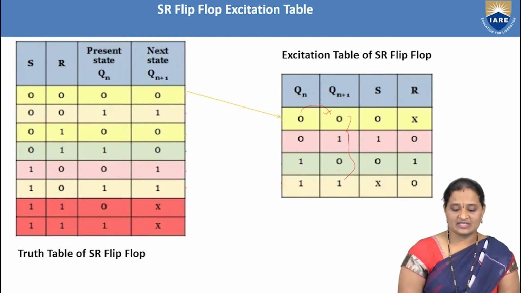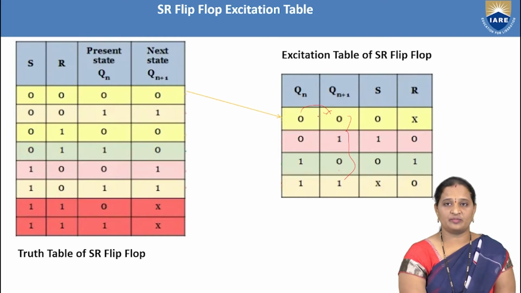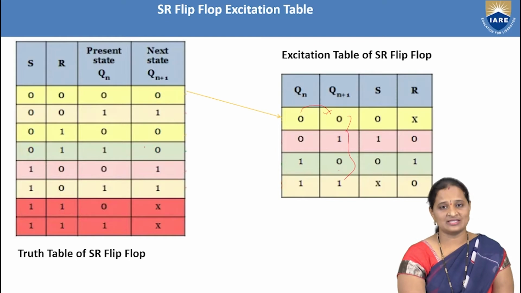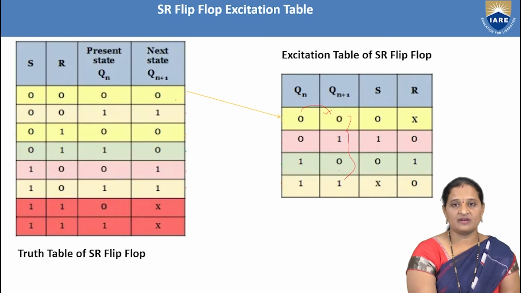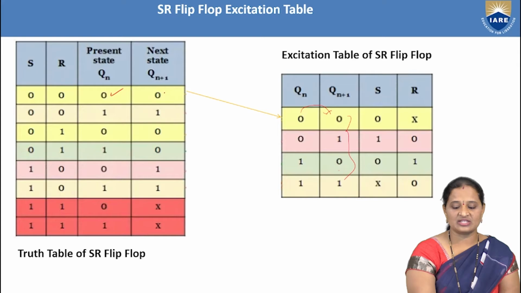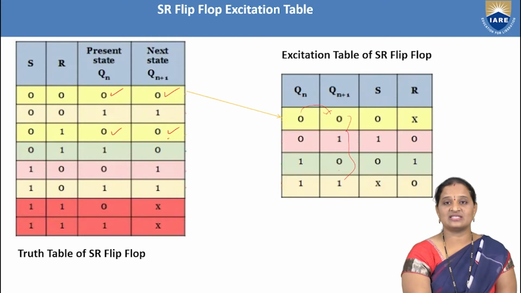Now, first, if you observe, Qn is 0 and Qn plus 1 is 0, present state 0 and next state 0. So, verify the combinations of S and R for which the present state is 0 and next state is also 0 in the truth table. If you observe, the yellow colored rows represent present state 0, next state 0. Here, this one is also present state 0, next state 0.